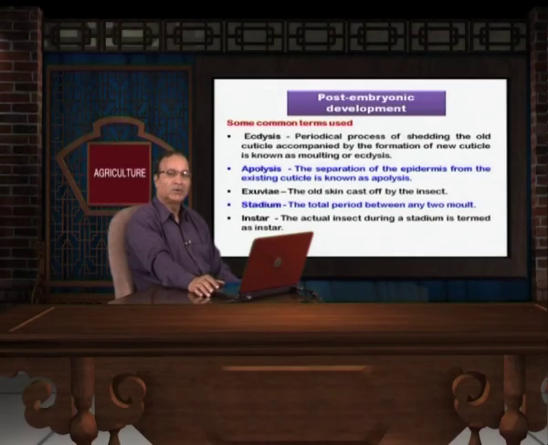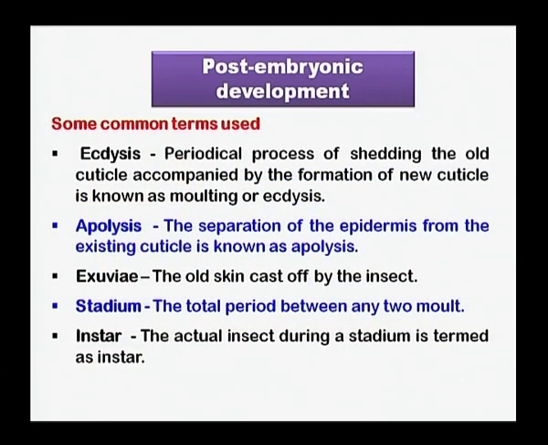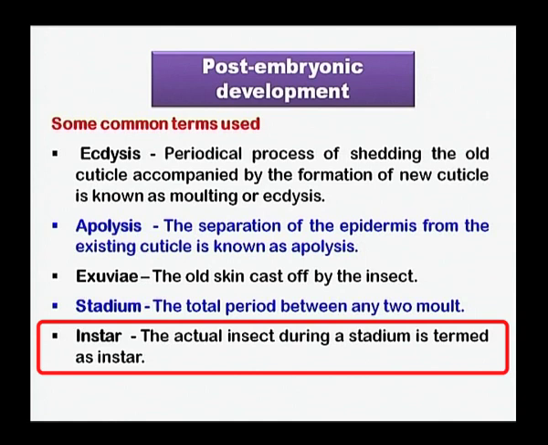Now, coming to the post-embryonic development, before we start the actual content of the topic, there are some common terms which are used for understanding the post-embryonic development, like ecdysis, apolysis, exuviae, stadium and instar. Say for example, what is an instar? This is the actual insect during a stadium, and stadium is the total period between any two molts or between two stages.